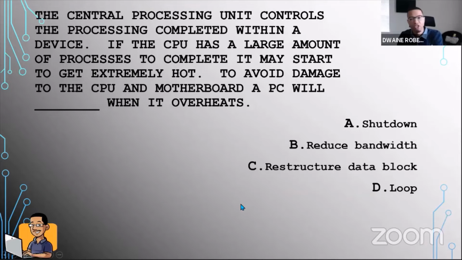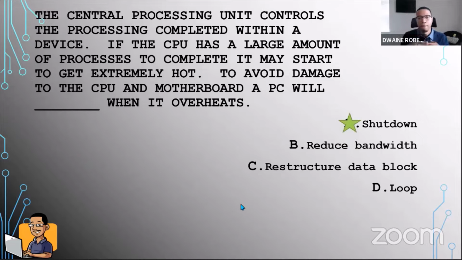All right, the central processing unit controls the processing completed within a device. If the CPU has a large amount of processes to complete, it may start to get extremely hot. To avoid damage to the CPU and motherboard, a PC will blank when it overheats. So what is a fail-safe that is inside of a CPU that prevents it from overheating, or if it gets really hot? What's something that the CPU would probably do? 5, 4, 3, 2, 1, it should shut down, right?